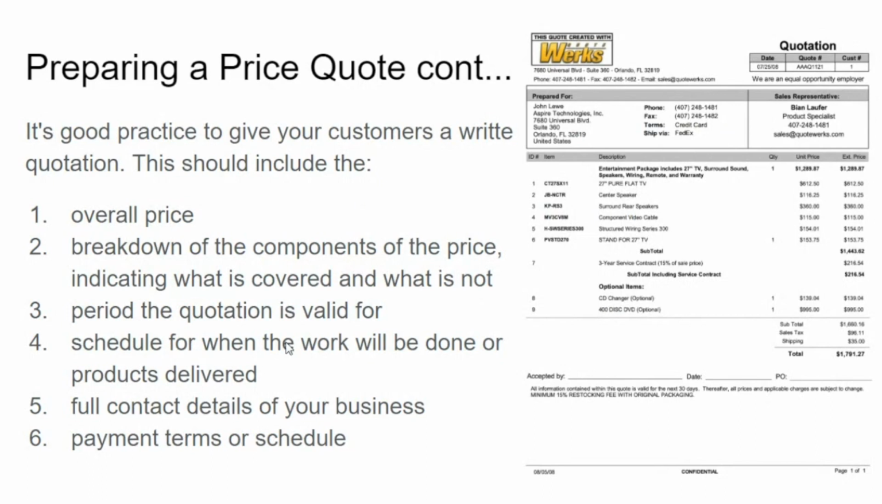A schedule for what work will be done. Again, that doesn't really work with this quote, but if you were in a machine shop, for example, the stuff will be ready within 2 weeks or that sort of thing. Full contact details of the business, and right here, payment terms. So the payment terms, as we've seen, 30 days, restocking fee, these sorts of things. So these are the things that will be on a quote.